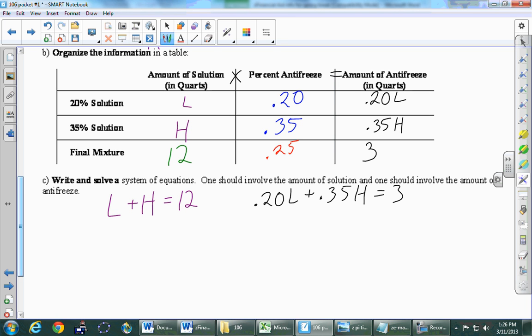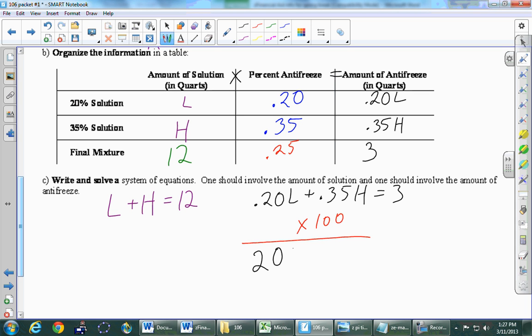One last thing I'd like to say, I'm not thrilled having decimals in my equation. You guys remember what I would do to that black equation? Yeah, so you could do fractions. You could also multiply by 100. If you multiply everything in this equation by 100, 100 moves the decimal place 2 places to the right. That becomes 20L plus 35H equals, it's easy to forget to multiply that by 100 as well. I would deal with that equation, no decimals.